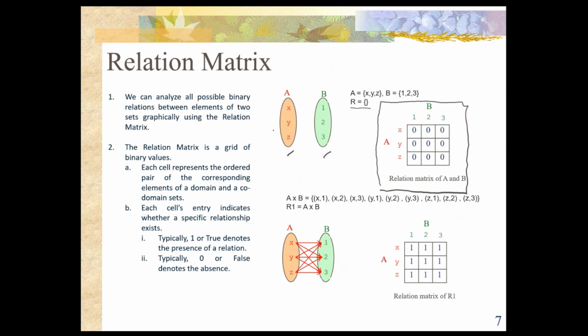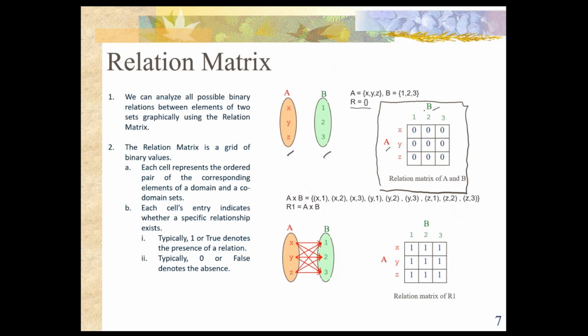How do we draw a relation matrix? Okay, so first of all, we need a grid. A 2D grid. Basically, it's a table. On the left-hand side, along the rows, will be the domain set. And then the columns will be for the codomain set. In this example, the domain set is A for the rows, and the codomain is B for the columns.